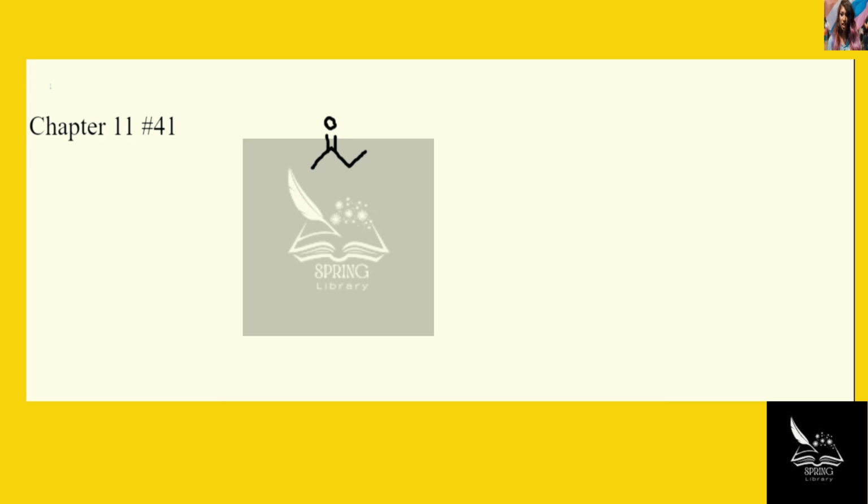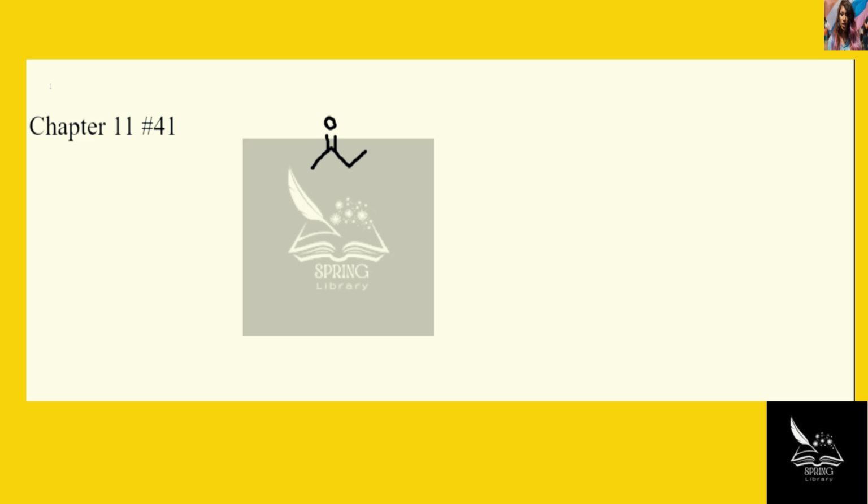This is the answer to Chapter 11, problem number 41 from the Smith Organic Chemistry textbook. And this problem says, what two different alkynes yield 2-butanone from hydration with H2O, H2SO4, and HgSO4? And so I've drawn 2-butanone at the top of the screen here.